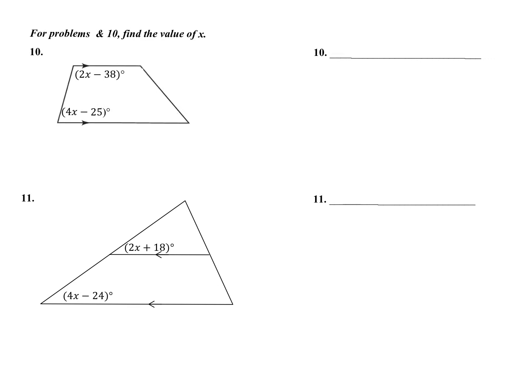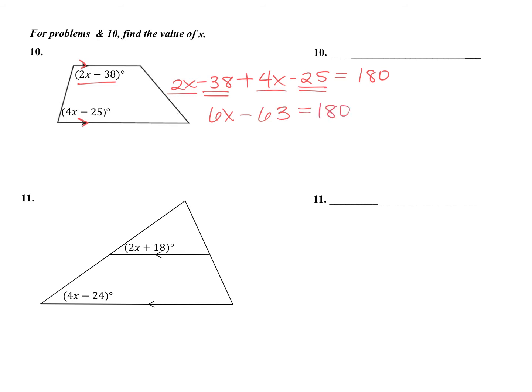Okay. 10 and 11. First of all, on number 10, they mark these lines parallel for you. So what type of angles are we seeing there? Same side interior, which means what? They equal 180. So you're going to go 2x minus 38 plus 4x minus 25 equals 180. Okay, so simplify that. 2x plus 4x is 6x. Negative 38 minus 25 is a negative 63.